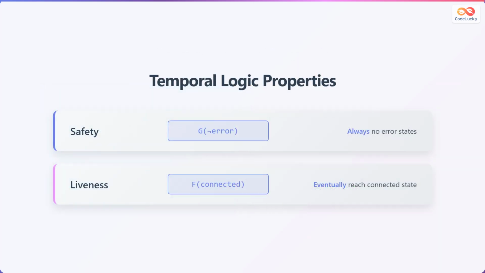Temporal logic properties. The safety property can be expressed as always no error, or G, not error. The liveness property can be expressed as eventually reach connected state, or F, connected.